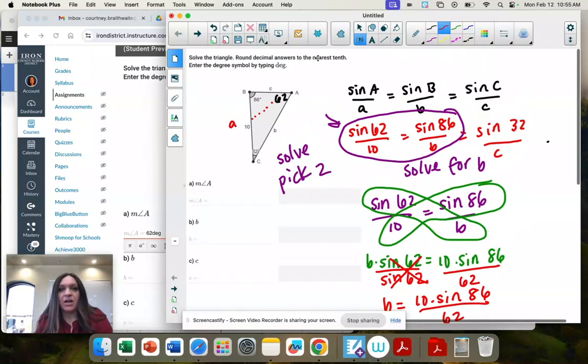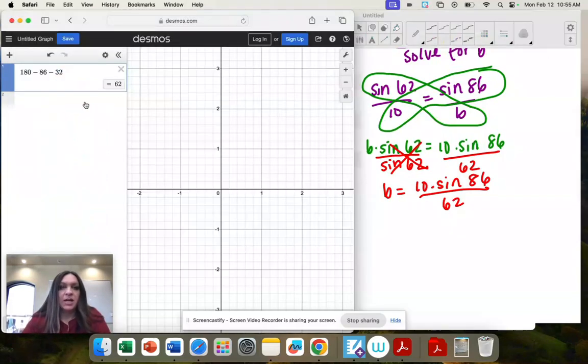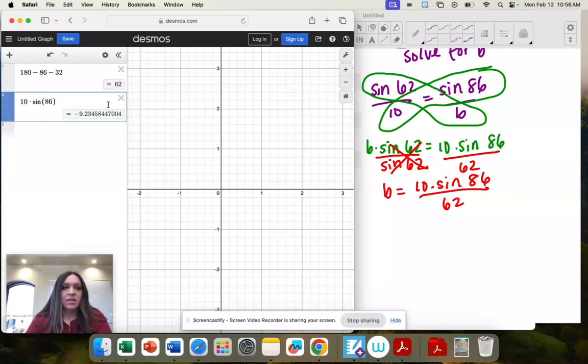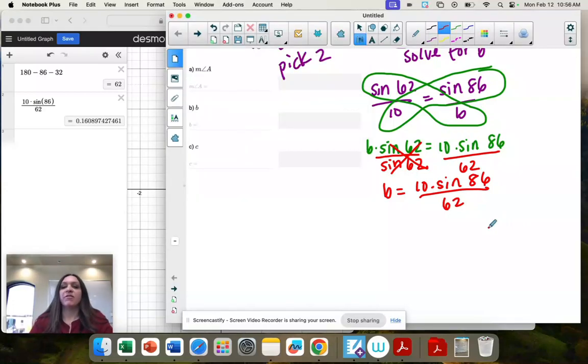And we're going to put that in the calculator and round to the nearest tenth. So 10 times sine of 86, and that's all divided by sine of 62. And I'm not going to have a negative side length. That's wrong because I'm in radians and I need to change to degrees. Oh, I forgot the sine. I was like, that's still not right.